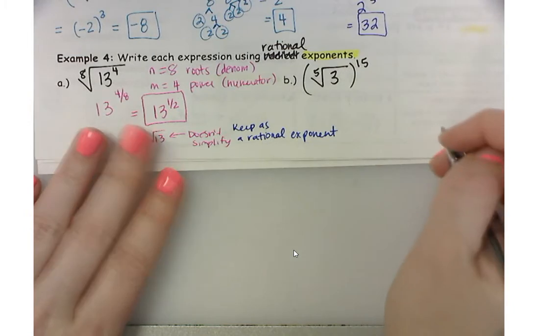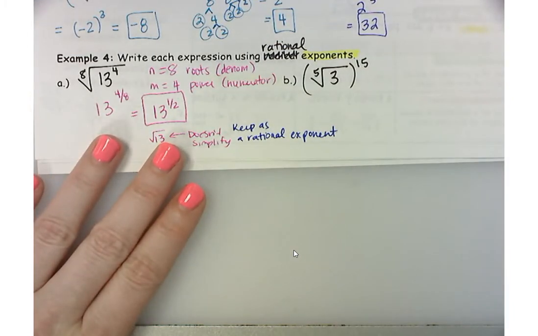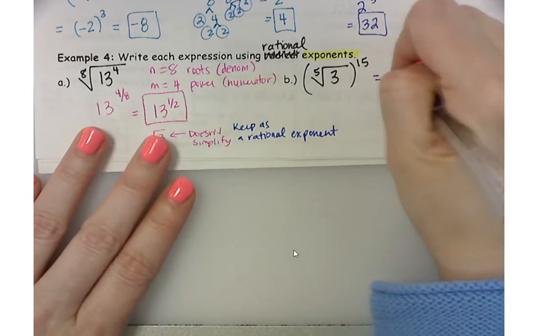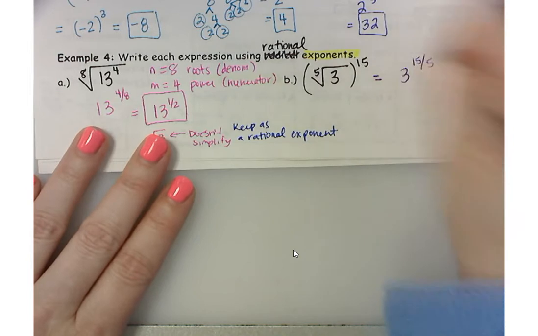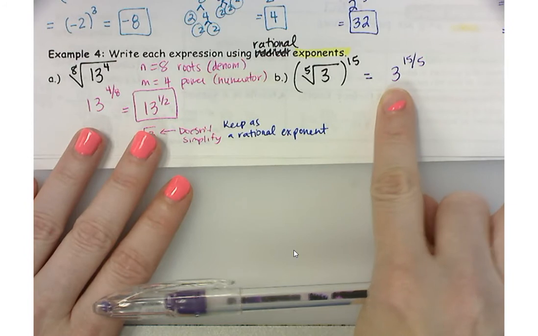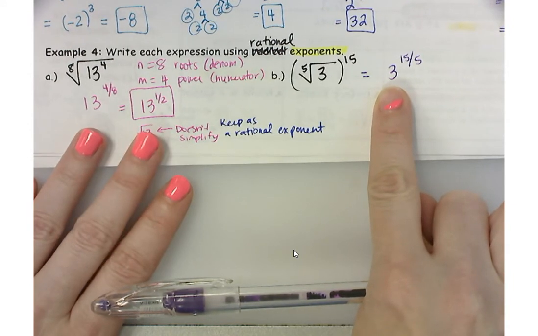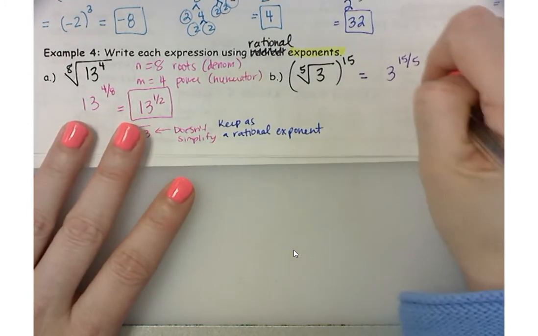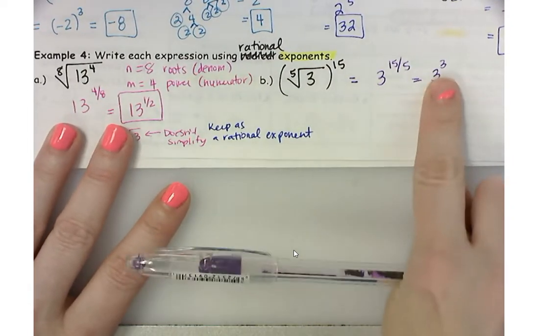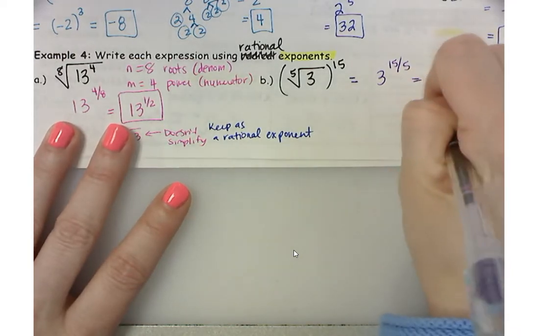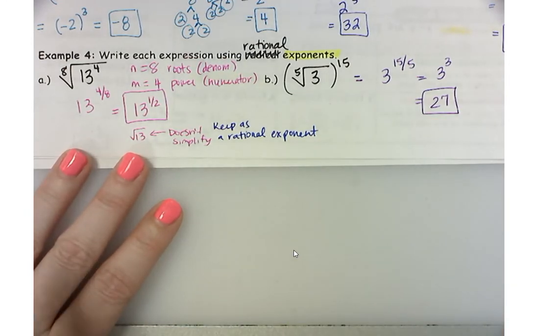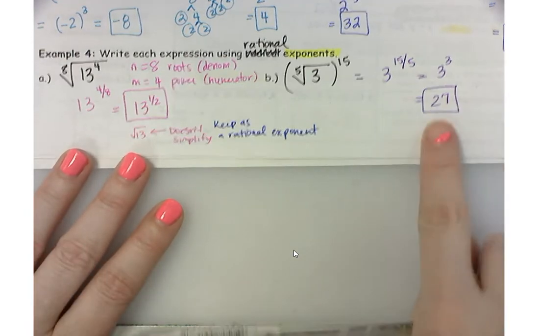Okay, so then for this one, you're going to set it up similar. So 3 to the power, okay, be with me. So 15 over 5 is going to reduce to 3. Now 3 to the third power, you can simplify that. If it does simplify to a whole number, then you can leave it like that. Okay, so if it does simplify to a whole number, then you are going to simplify it completely. Okay?